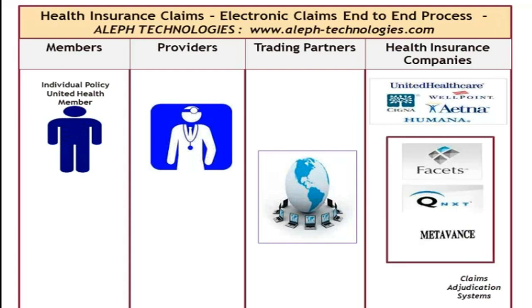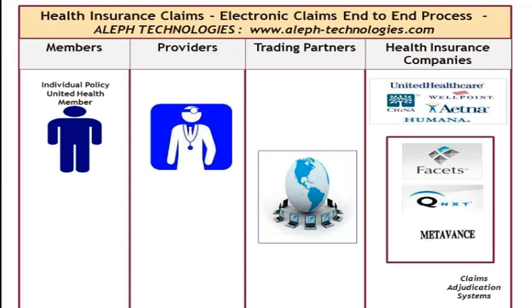All right. Okay. So the next part is basically your claim systems, right? Facet is one system. You have QNXT and you have MetaVan. So these are different claim systems that are available in the market. You have Facet and QNXT. These are TriZetto proprietary products.